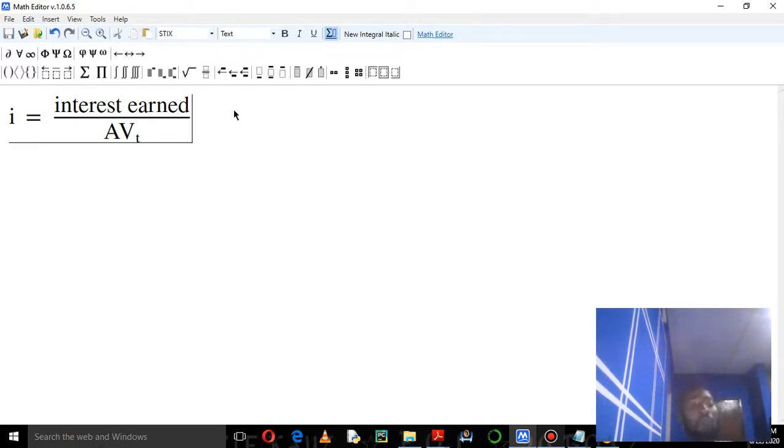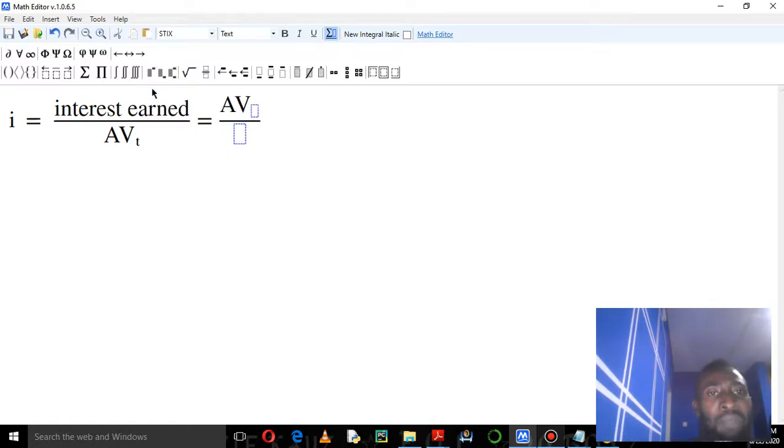This is the formula for our interest rate. Now, from this we can still derive an additional formula. We already know the formula for interest earned, and we said interest earned is AV, that is, the accumulated value at the end of the period, which is AV subscript t plus s.